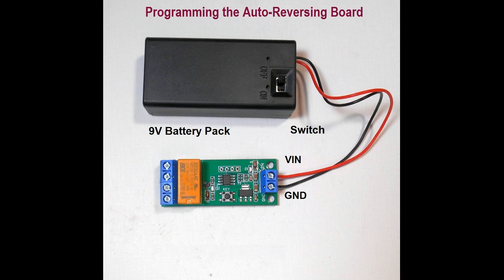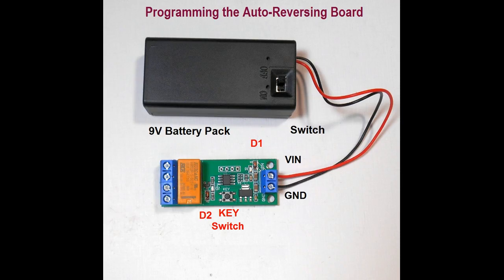This short video will show how to program the Model Train Sounds auto reversing board. In this case, the board is not connected to the track, though it can be programmed while it is connected. Here we have the battery holder with its built-in switch and the wires. The red is positive and the black is negative.